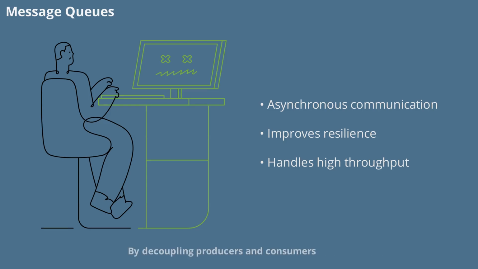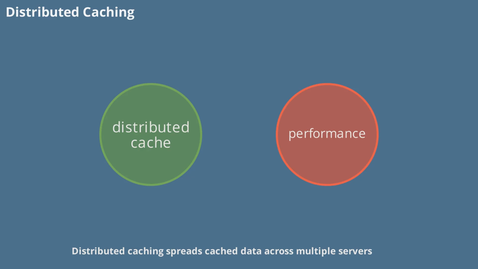By decoupling producers and consumers, queues improve system resilience and scalability. Real-world systems use tools like RabbitMQ or Kafka to handle millions of messages per second. Distributed caching spreads cache data across multiple servers, reducing latency and improving performance.